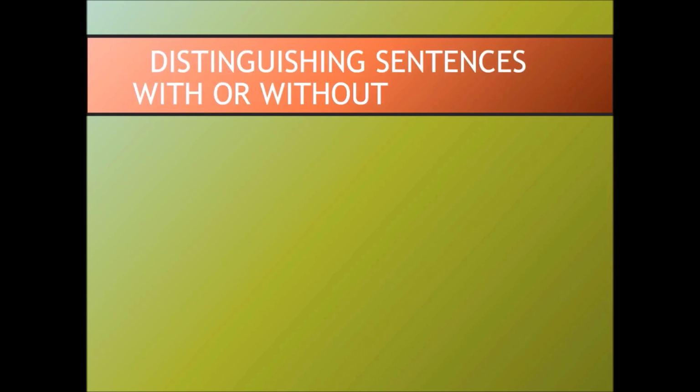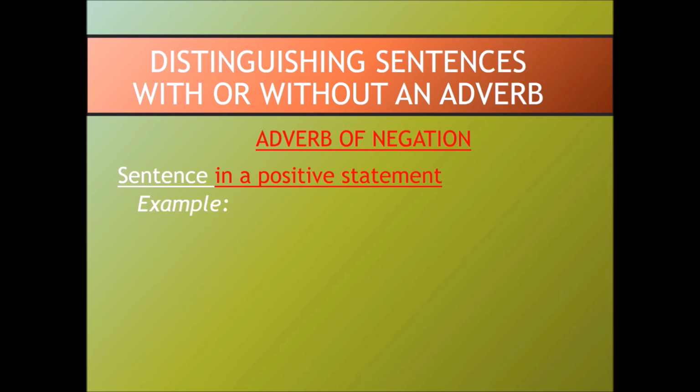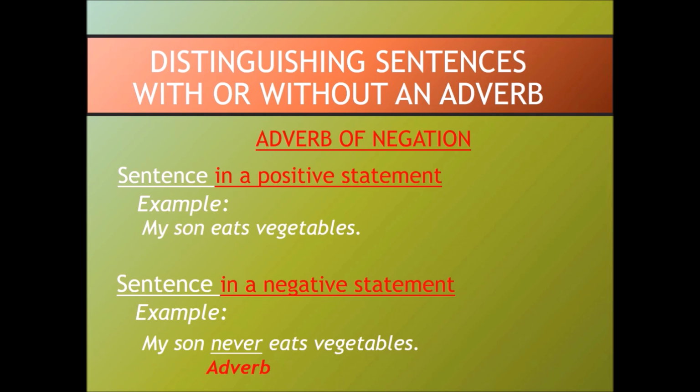Now this time, we have the adverb of negation. Sentence in a positive statement. Example, my son eats vegetables. This time we have sentence in a negative statement. Example, my son never eats vegetables. The word never there is an adverb of negation.